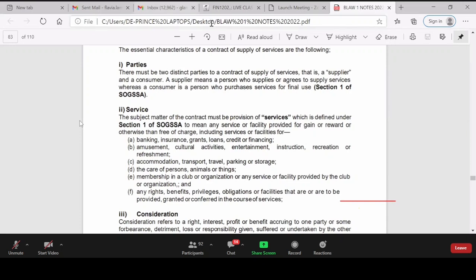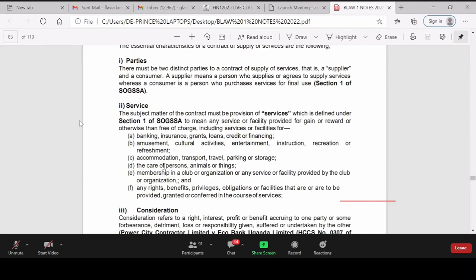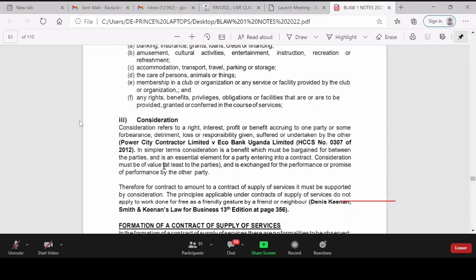You're offering a service, and the examples I gave you of what the service talks about, but under the law, more of them are listed there. There's banking, insurance, grants, loans, credit, amusement, cultural, entertainment, etc., etc. Whatever service you can think of will fall under this kind of contract. The details and more examples you will read from them. So that is the fundamental difference between the two.